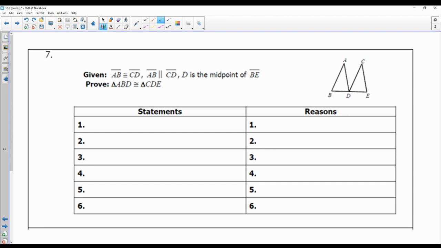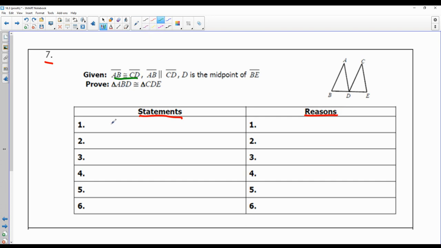All right, our next problem we're going to look at together is number 7. Now this one, notice that you have to fill out all the statements and the reasons. Isn't that fun? You get to do the whole proof. So let's look really quickly at what they've given us. We can go ahead and at least copy those givens down right there.